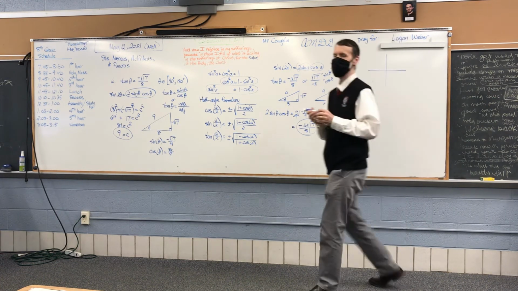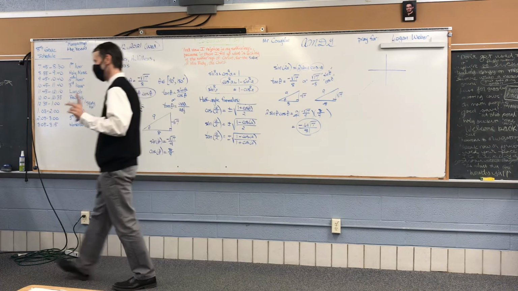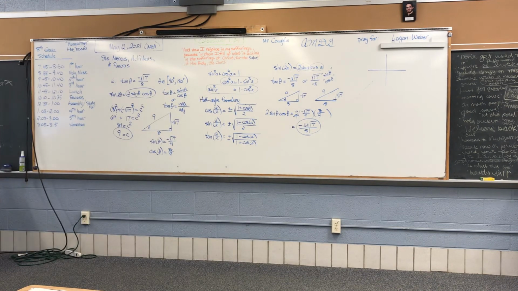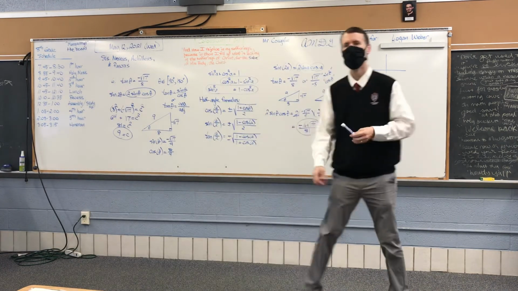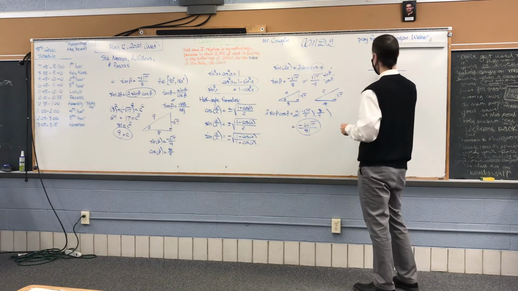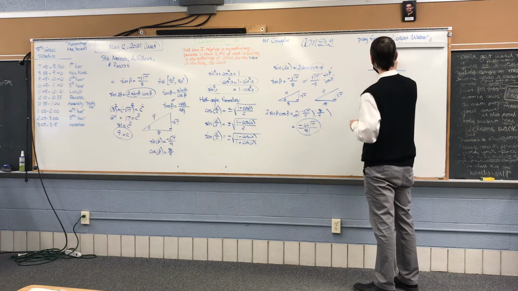Did they give us any hint in the original problem, like problem number 6? Did they tell us anything about theta at all? Take a look at the problem. Just read it. That it's more than or equal to 90 and it's less than 180. Yeah, it's between 90 and 180. What quadrant is that? Quadrant 2.